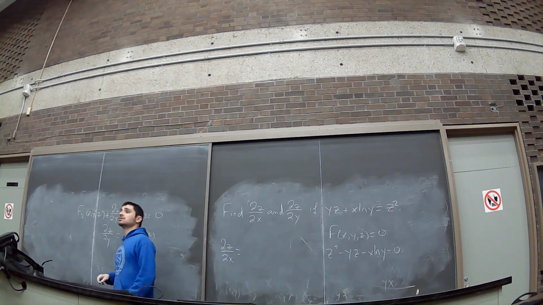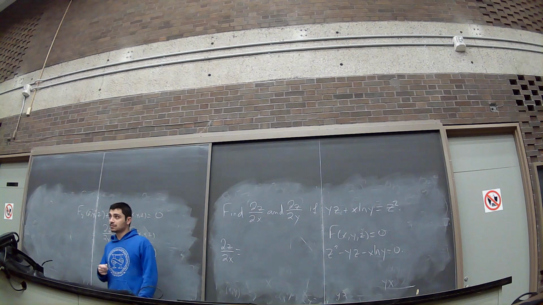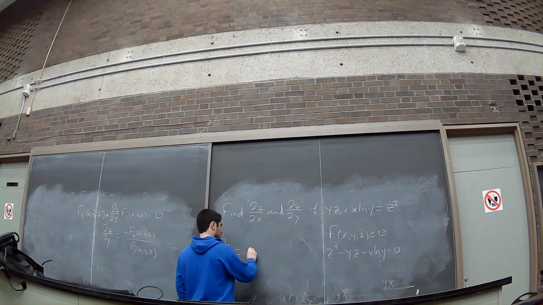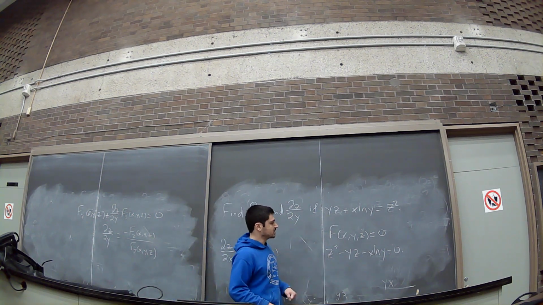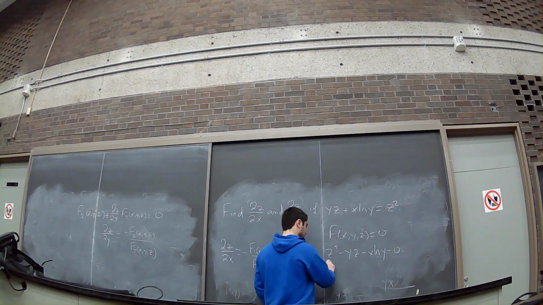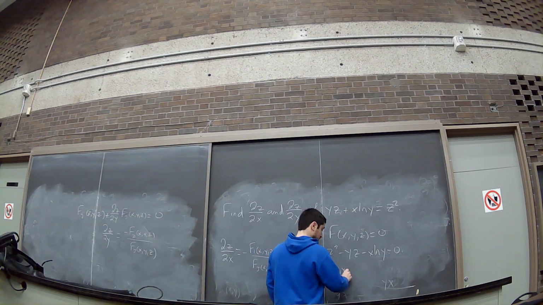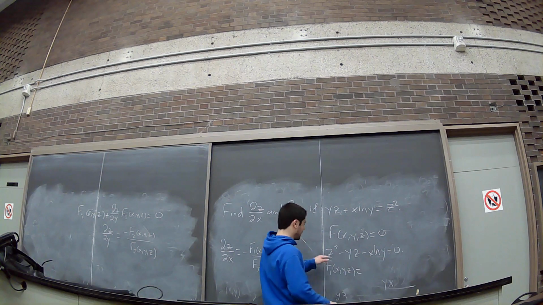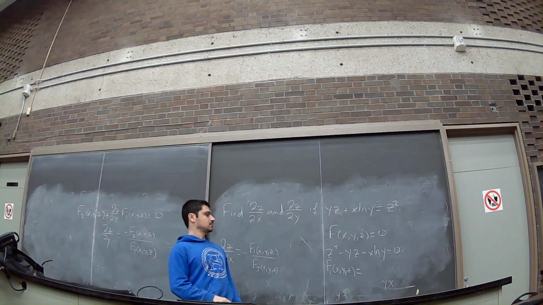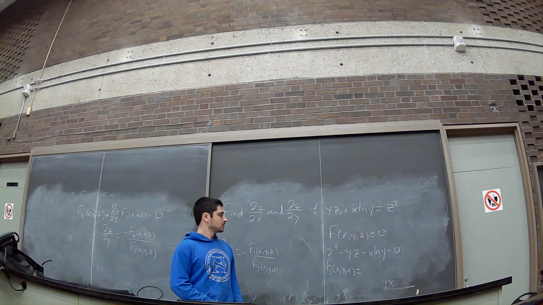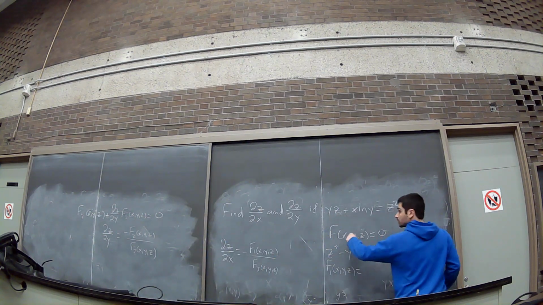What is del z del x? Minus f1(x, y, z) over f3(x, y, z). Awesome, thank you very much. So what is f1(x, y, z)? f1 is with respect to the first argument, so with respect to x.